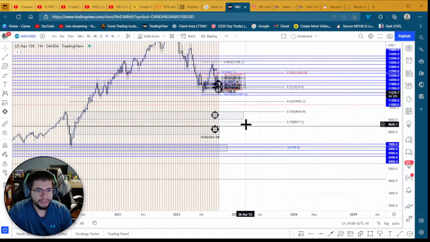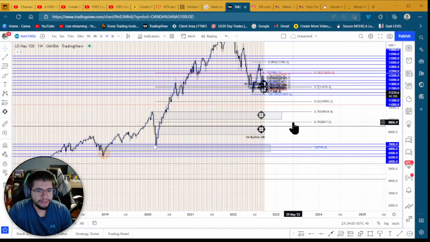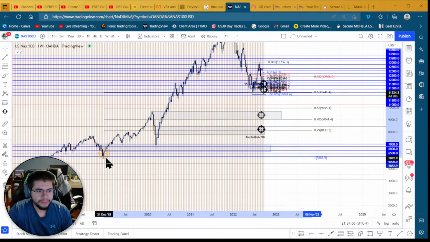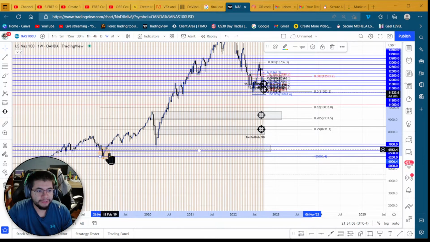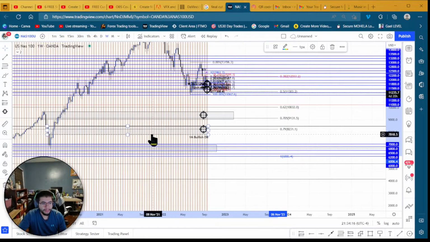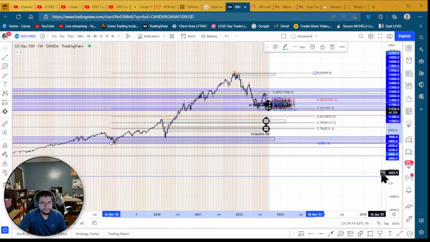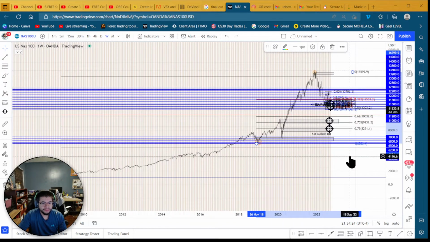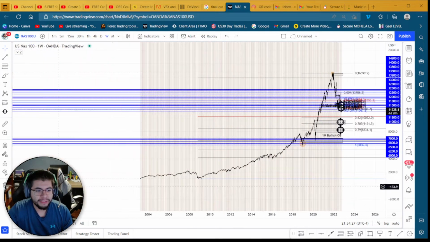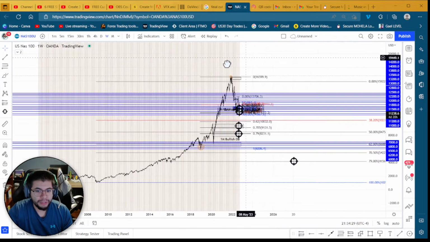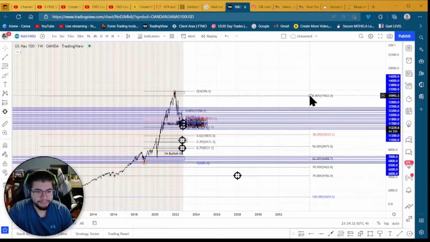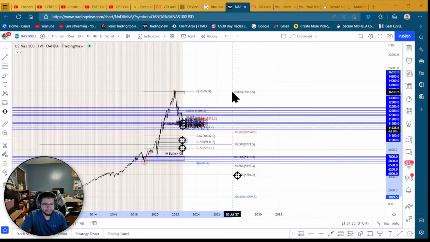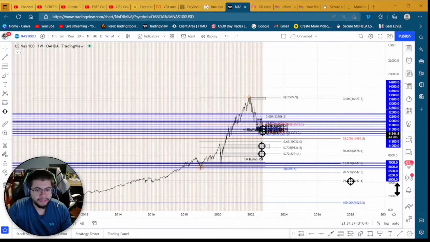I do want to move this down though to right here, and from this low to this high does align with the 79% fib level, along with this 1M bullish order block. So I'm going to leave that fib there, but I also have this fib all the way out here from this low to this high as well. Don't leave that there.